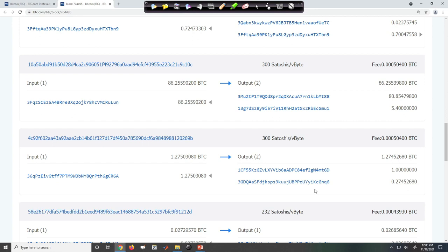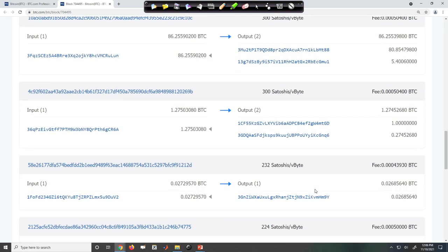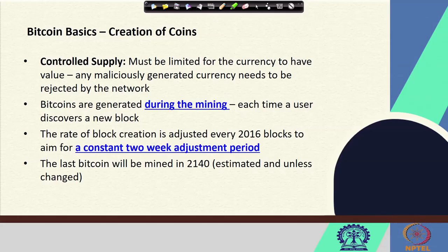So, if you add these, I see one more which is 0.00043930 and so on. And these are all based on what is shown here as the number of satoshis per V byte. So, there is this notion of virtual bytes, and satoshi is a small unit of Bitcoin. So, this is what the different users who were carrying out those transactions have committed, and all these are now being collected by the node who has mined this particular block.